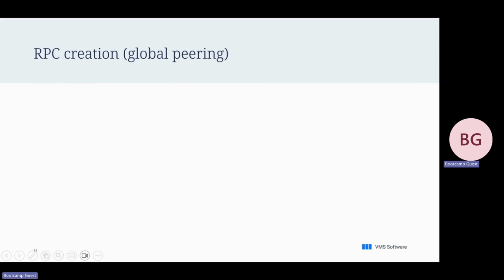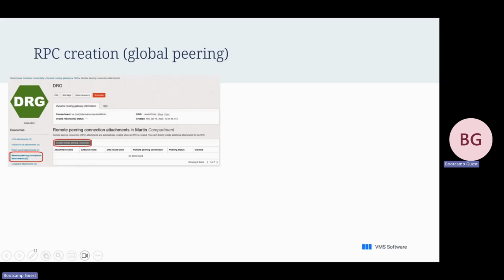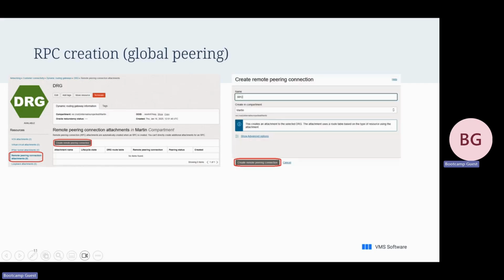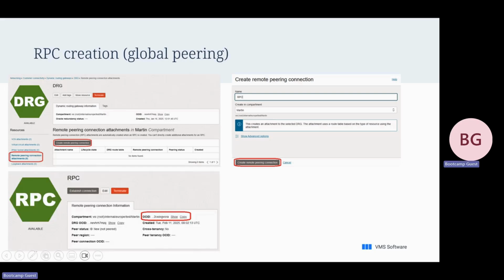Now, to create an RPC, that's pretty much the exact same thing. You have to click the big buttons, which are labeled. So first you navigate to a DRG page. You have to click on remote peering connections and create an RPC, which I named very creatively RPC. After you create one of them, in this case, I'm creating the first one, which is on Frankfurt, you're gonna have to find your OCID, and it's really important that you pick the RPC OCID and not the DRG OCID, as that's a completely different thing. You have to copy this one.